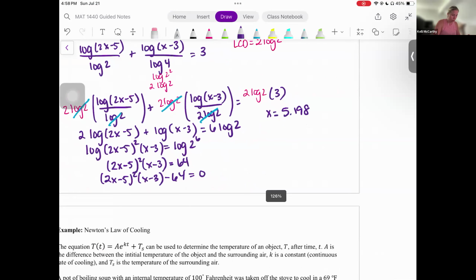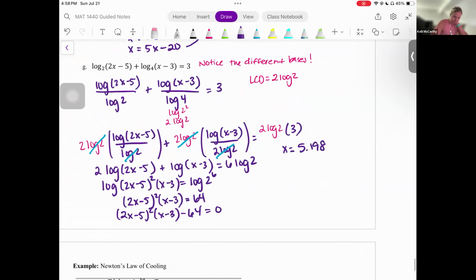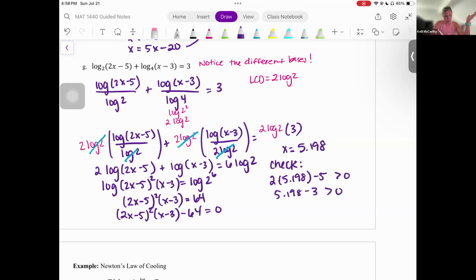We need to check that it works with the given problem. So we're going to plug it into the two original arguments. 2 times 5.198 minus 5. We want to verify that that's positive. And 5.198 minus 3 is positive. 2 times 5.198, that's going to be more than 10. Minus 5 is still positive. And 5 minus 3 is positive, so our solution checks out.